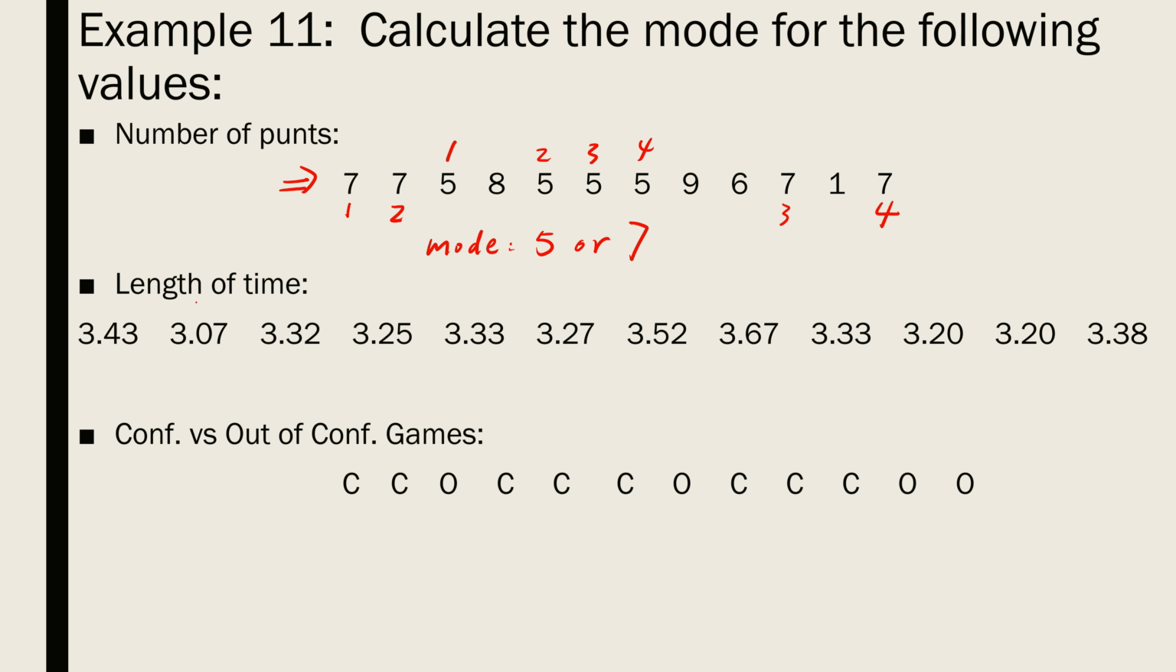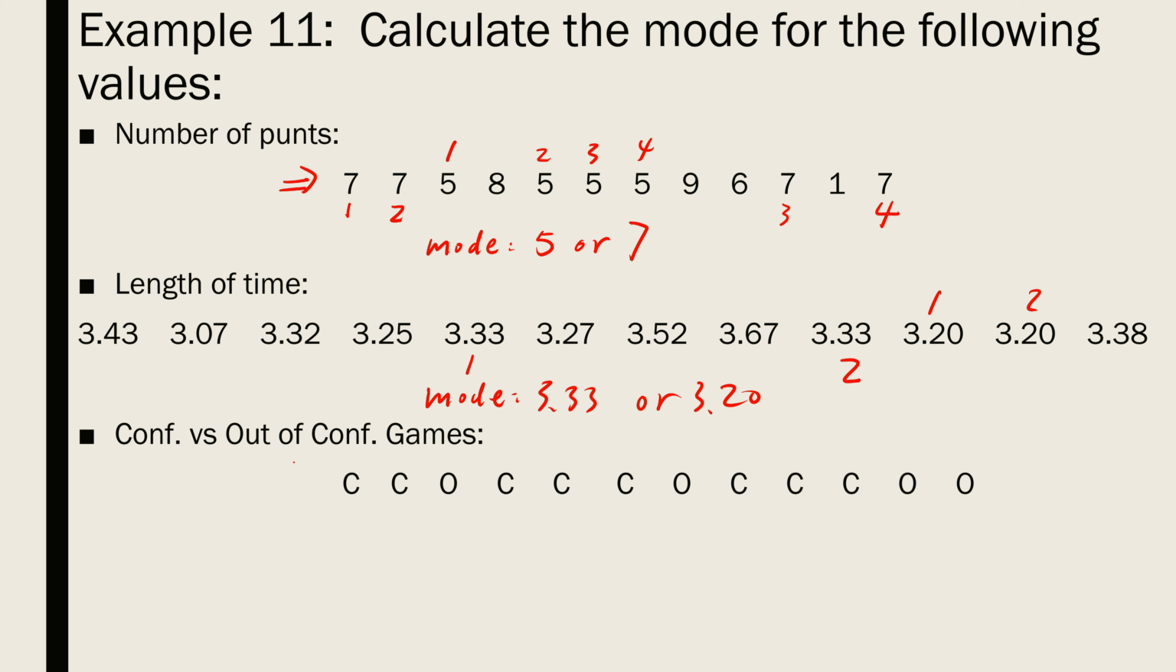And this is the second example, length of time. We find the number that appears most frequently. As I can see, the number 3.33 happened twice, and at the same time, the number 3.20 happened twice too: 1, 2. So the mode for this series of numbers is 3.33 or 3.20.